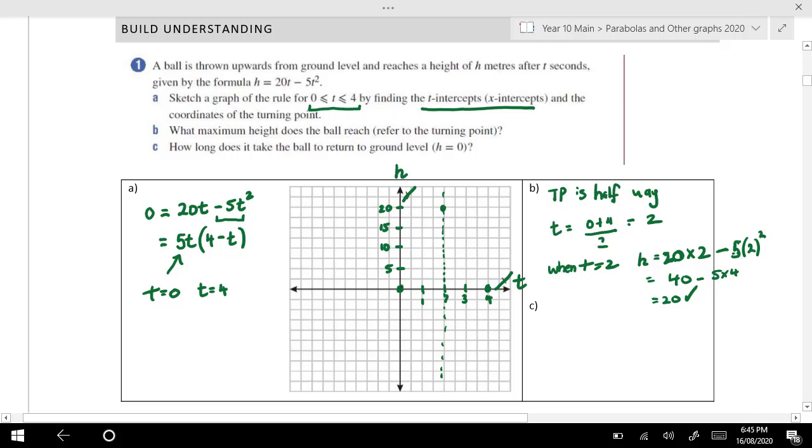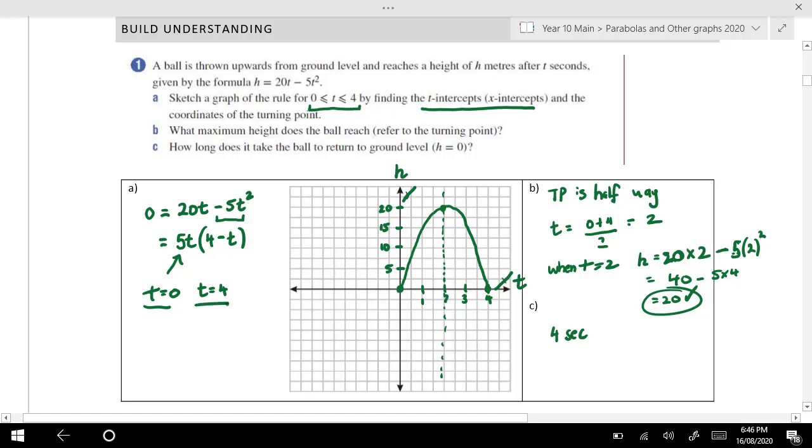Now let's trace a parabola between those, turns there, and as you can see, now that we've sketched the graph, we can go ahead and answer those questions. So it says, what is the maximum height? Well, the maximum height is 20 meters, and that occurs at time equals 2 seconds. And how long does it take for the ball to return to the ground? Well, we can say that it's 4 seconds because, of course, we've sketched that parabola and the t-intercepts where the height is 0 are 0 and 4.